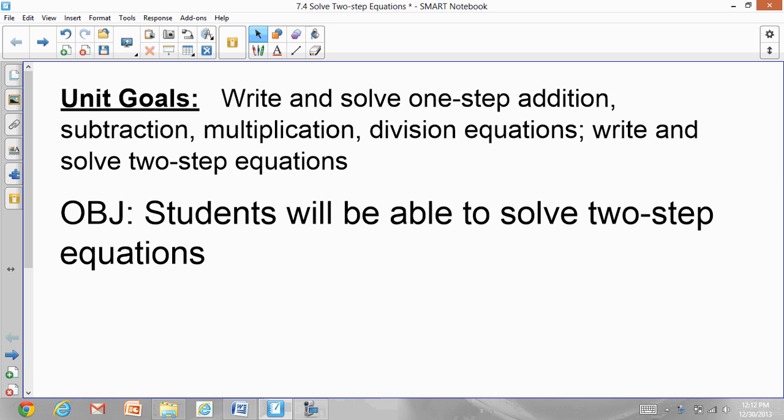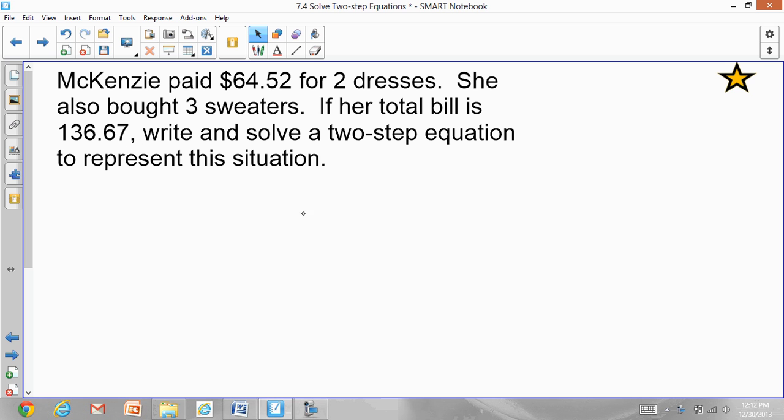In your notebook, write today's date and 7.4 solve two-step equations. Today you will be able to solve two-step equations. Pause the video, read the question.